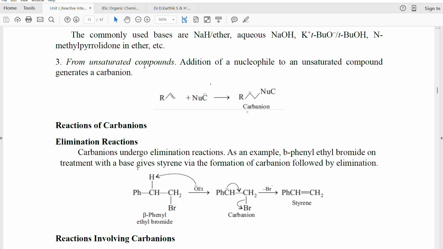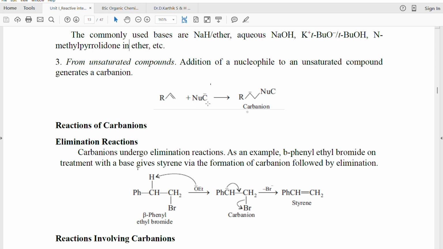And then from unsaturated compounds, for example, you take any unsaturated compound, alkene or alkyne. Particularly the alkyne will generate the carbanion very rapidly because of the s character which we have seen just before, right? So addition of a nucleophile to an unsaturated compound generates the carbanion.